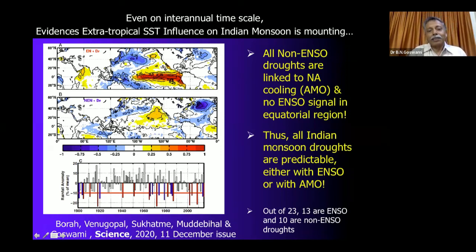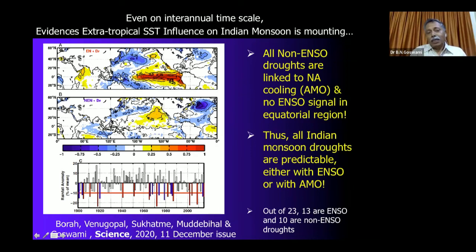And this is a very interesting factor, that in the equatorial region there is no signal of El Nino, absolutely nothing. And that means two things are important here. One is that there is a large SST anomaly, and there must be a linkage between the cooling of this SST in the North Atlantic. This is the only sea surface temperature signal that we can see. So there must be a mechanism by which this SST anomaly can affect the droughts over India. But the other important factor is that all the non-ENSO droughts are related to this, and the rest of the droughts are associated with El Nino.